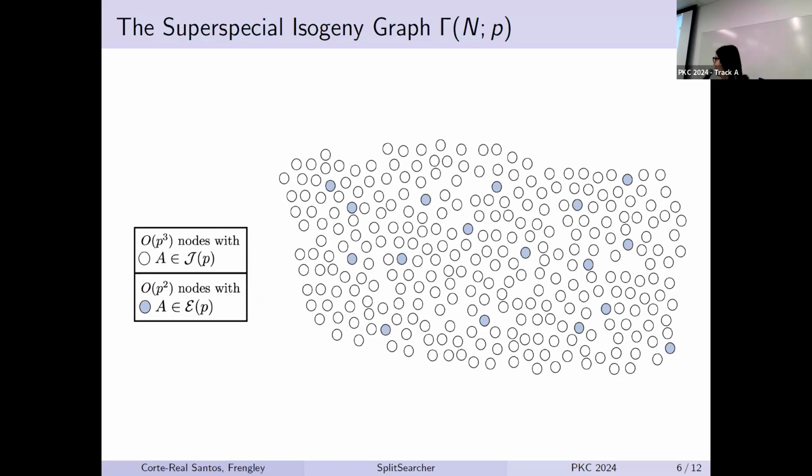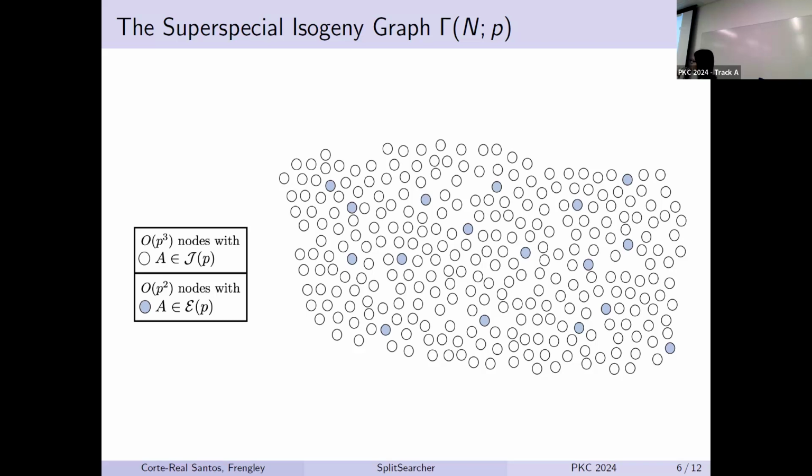And the graph looks something like this. It has around P cubed nodes; this is a finite graph. And around P cubed of these will be Jacobians, so they will be non-reducible. But what's crucial to this paper and to the best attack is a special subset of blue nodes, around P squared of them, that are these reducible nodes: abelian surfaces that are isomorphic to a product of elliptic curves.